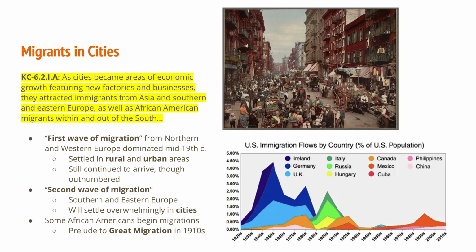They continued to arrive through the end of the 19th century, though they were being outnumbered by this second wave of immigrants. They are coming from Southern and Eastern Europe. So you see in the chart, you have Italy, Russia, Hungary, even Canada becoming a larger portion of immigrants in the United States. We still have African Americans who are beginning their migration out of rural areas into urban areas, but not at the levels that we're going to see during the Great Migration in the 1910s.